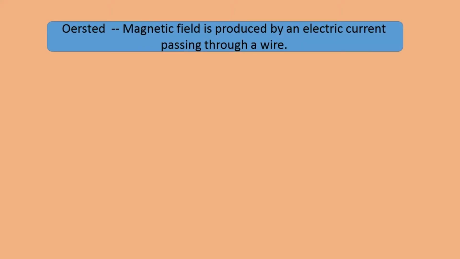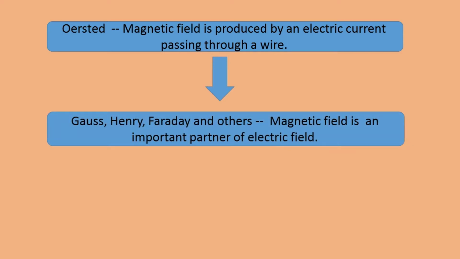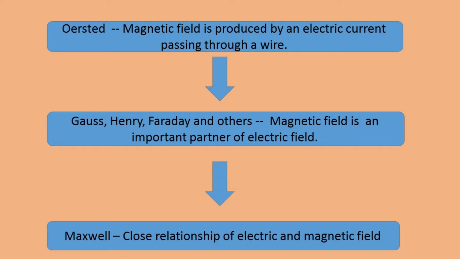Oersted was the first scientist to discover the magnetic effect of electric current. He found that when an electric current is passed through a wire, a magnetic needle placed near the wire shows a deflection. Therefore, a magnetic field is produced by an electric current passing through a wire. Next, scientists Gauss and Henry Faraday found out that magnetic field is an important partner of electric field. Maxwell gave the close relationship of electric and magnetic field.